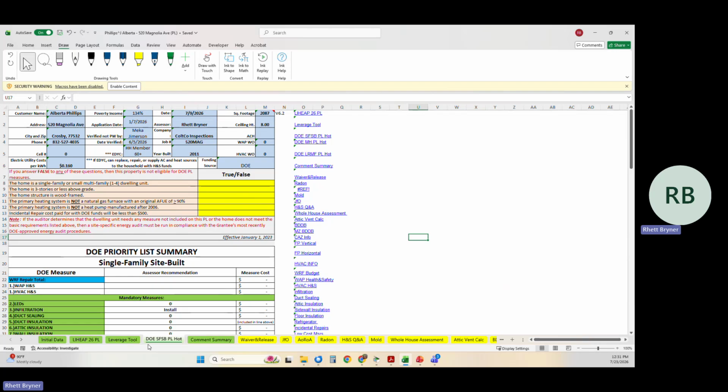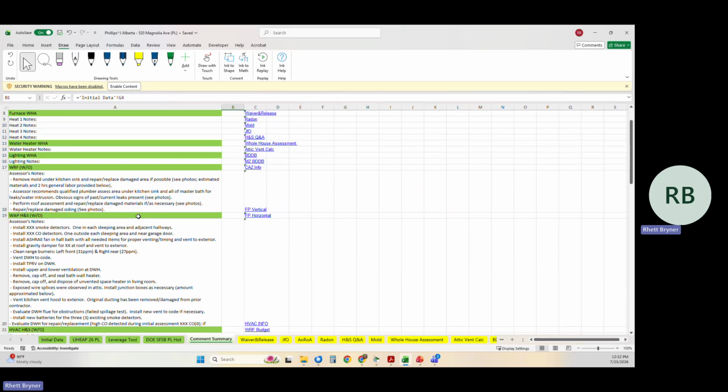All right, next is this DOE tab here. This is for single family site built homes. You can see that's what that little acronym there is for. You're going to answer these questions based on the home. The first few times you do this, it's probably going to be a little bit tricky. Make sure you follow this, but once you know the rules, it's very simple. So I'm going to enter true. You can either do the drop down here and select true, or if you just hit T and then enter, it'll automatically fill in for you.